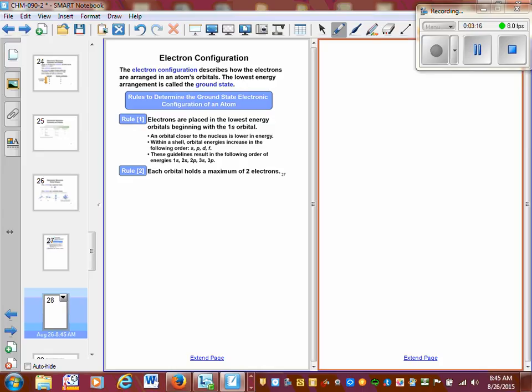Lowest energy, 1s. Next one we have 2s, 2p. 3s, 3p, 3d. 4s, 4p, 4d, 4f. 5s, 5p, 5d, 5f. Theoretically, there's a G, but we won't get to the G's. 6s, 6p, 6d, and 6f.